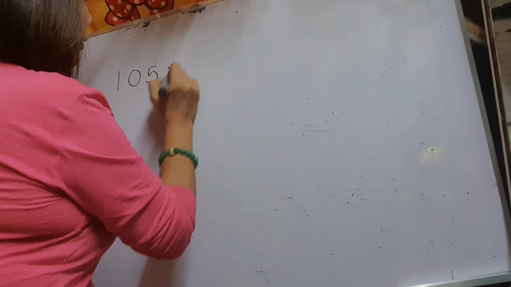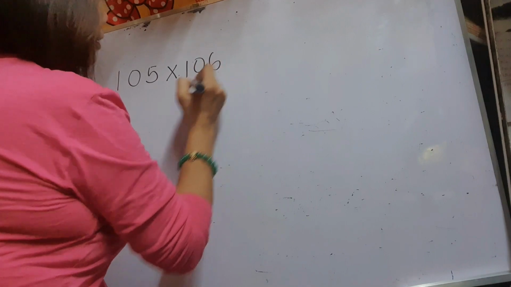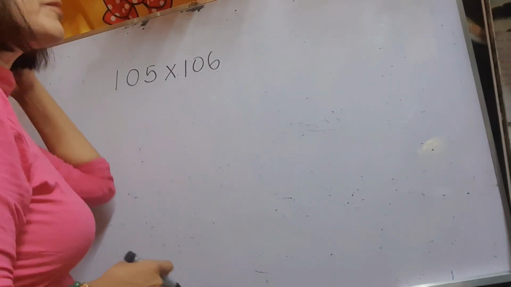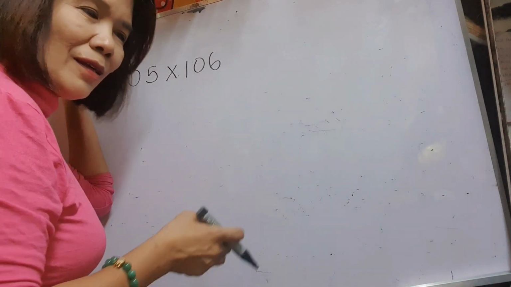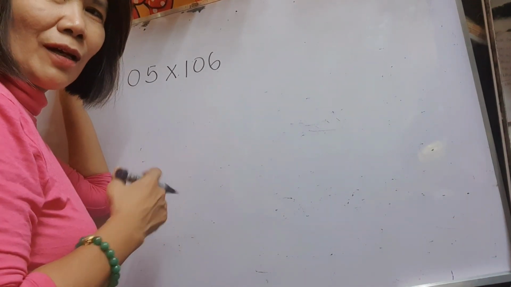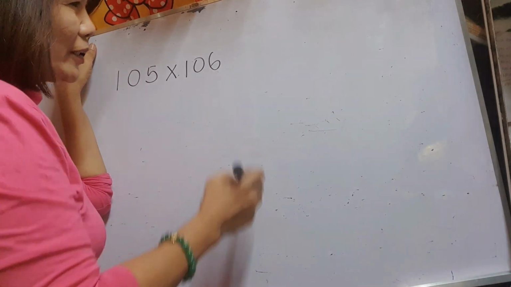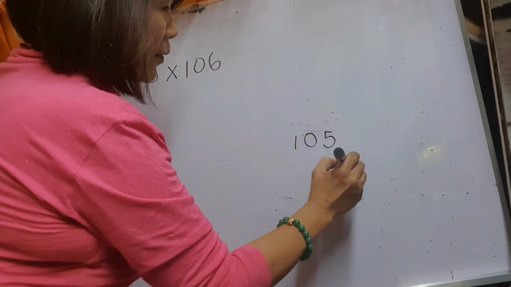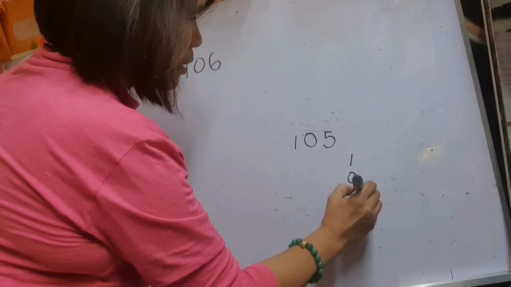105 times 106. So paano gagawin niyo dito ngayon? So how are you going to multiply this one? So again, let's try the 3 methods that we can use. So let's try this one. We have here 105 times 106.